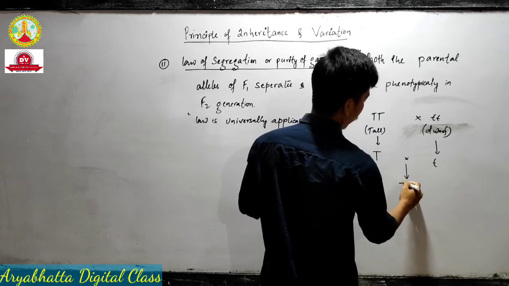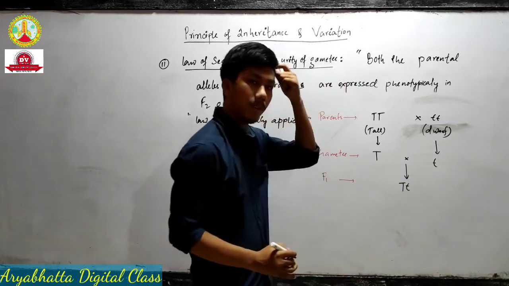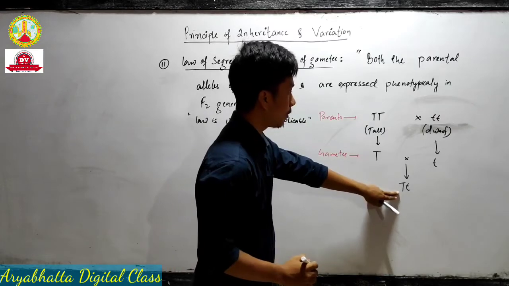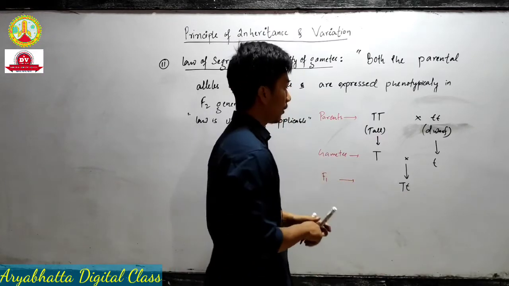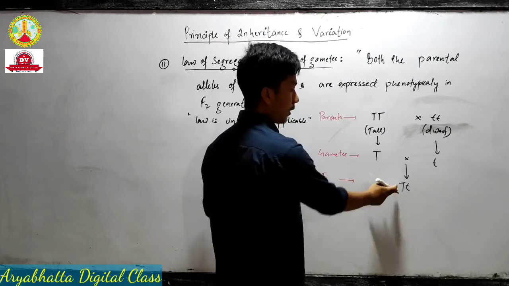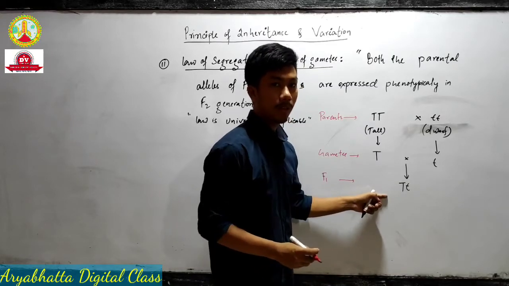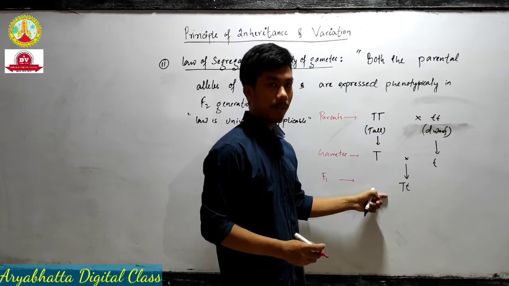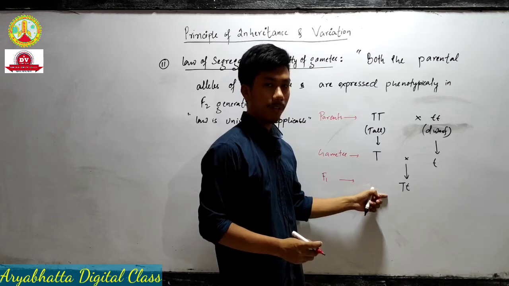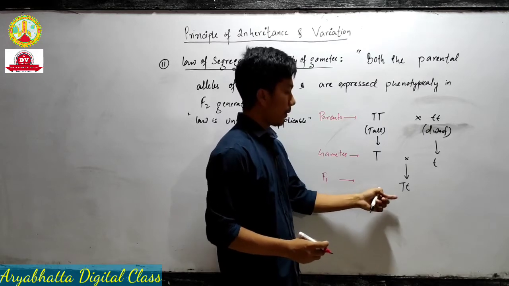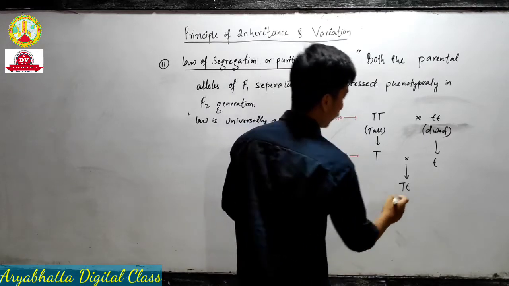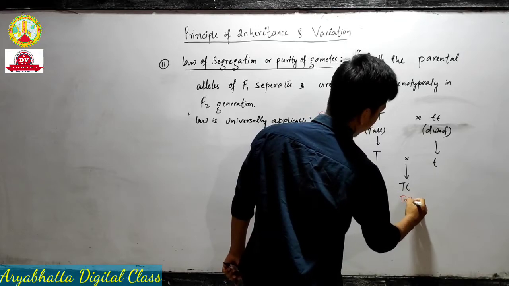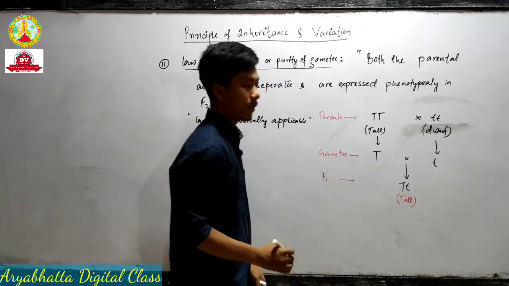is all dominant, right? Capital T is the dominant. So what should I write here? Tall or dwarf? T is the dominant. According to Mendel's law of dominance, the dominant character always expresses and shows visible effect, right? So capital T is the dominant here, so all plants will be tall in the F1 generation.